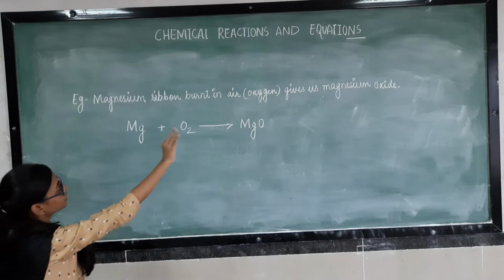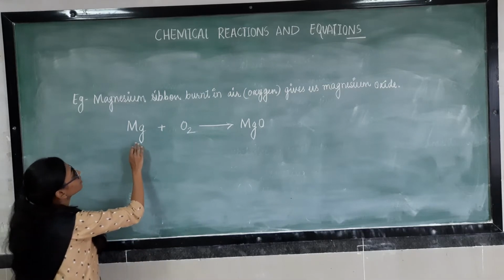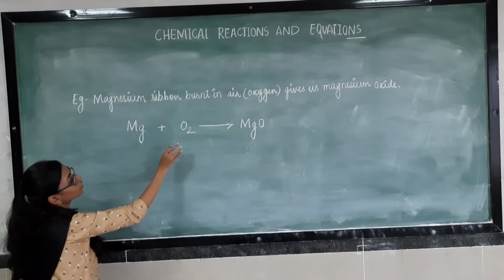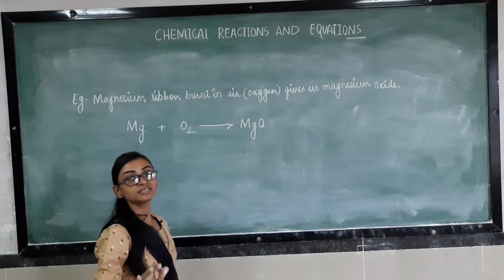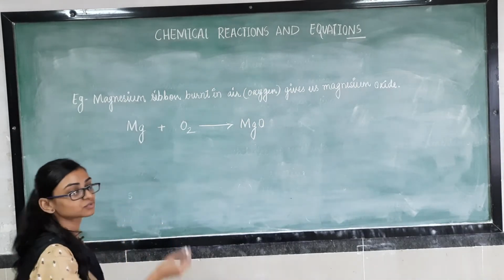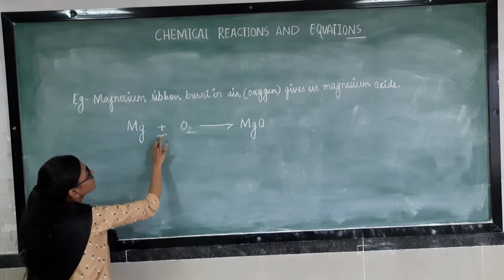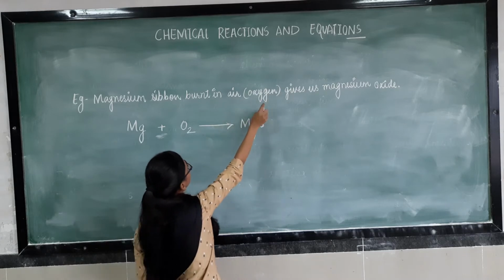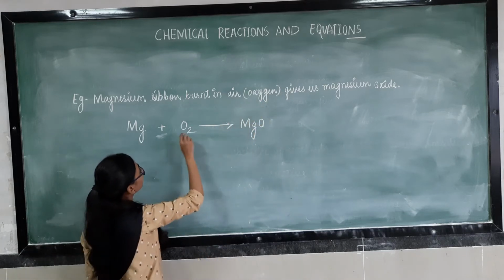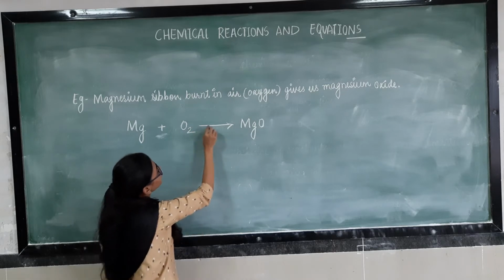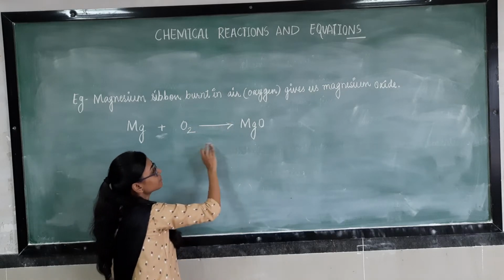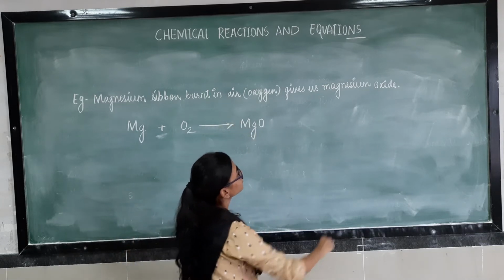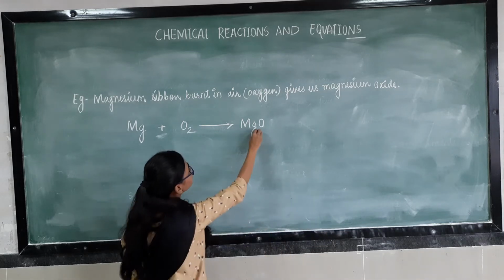Here we will write a chemical equation for this. The symbol for magnesium ribbon, magnesium, is Mg, plus, it is a reactant. Whenever we are writing substances which are taking part in the equation, we will represent that with the addition symbol, plus. When burned in the presence of oxygen, oxygen is also taking part, so the symbol of oxygen, that is O2, and this arrow will represent that the reaction is taking place, and at the head of this arrow we will write the product. What we are getting as a product, that is magnesium oxide, so MgO.